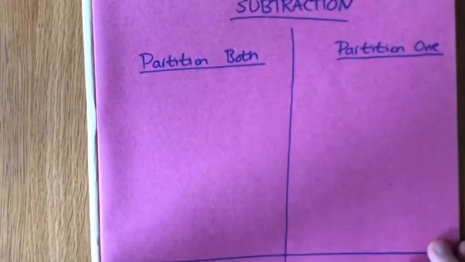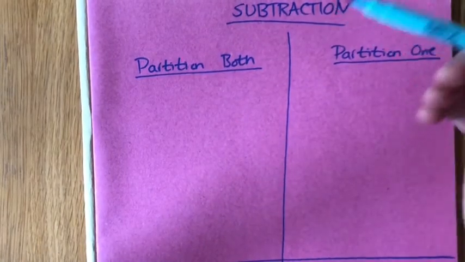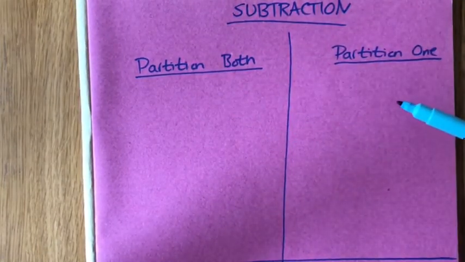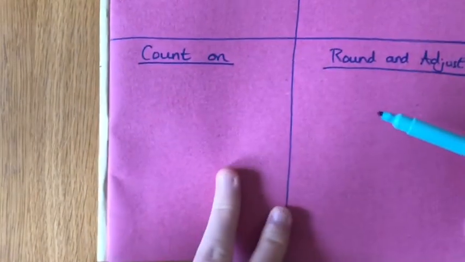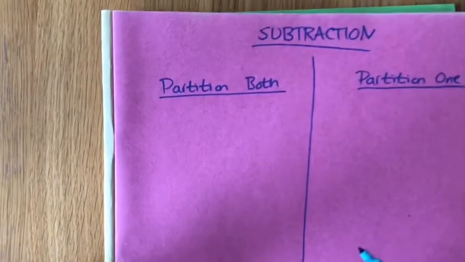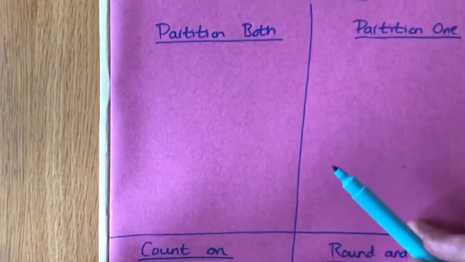Moving on to subtraction written methods. So again, most people will think we've got 4 main ones: partition both, partition one, count on, round and adjust. I've got something very important to say about partition both. It is this.